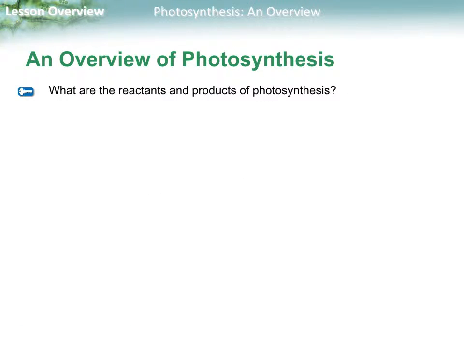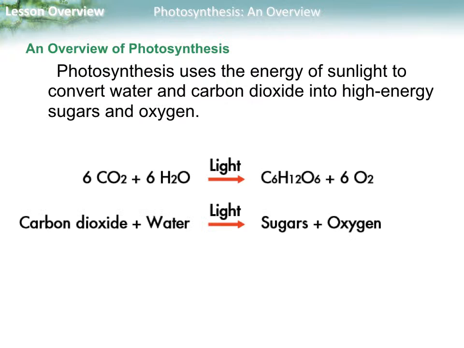So, what are the reactants and products of photosynthesis? Photosynthesis uses energy of sunlight to convert water and carbon dioxide into high energy sugars and oxygen. So you have 6 carbon dioxides, 6 CO2, plus 6 waters, 6 H2O. You add in light and you get this molecule, C6H12O6, this is glucose, plus you get 6 oxygen, O2.